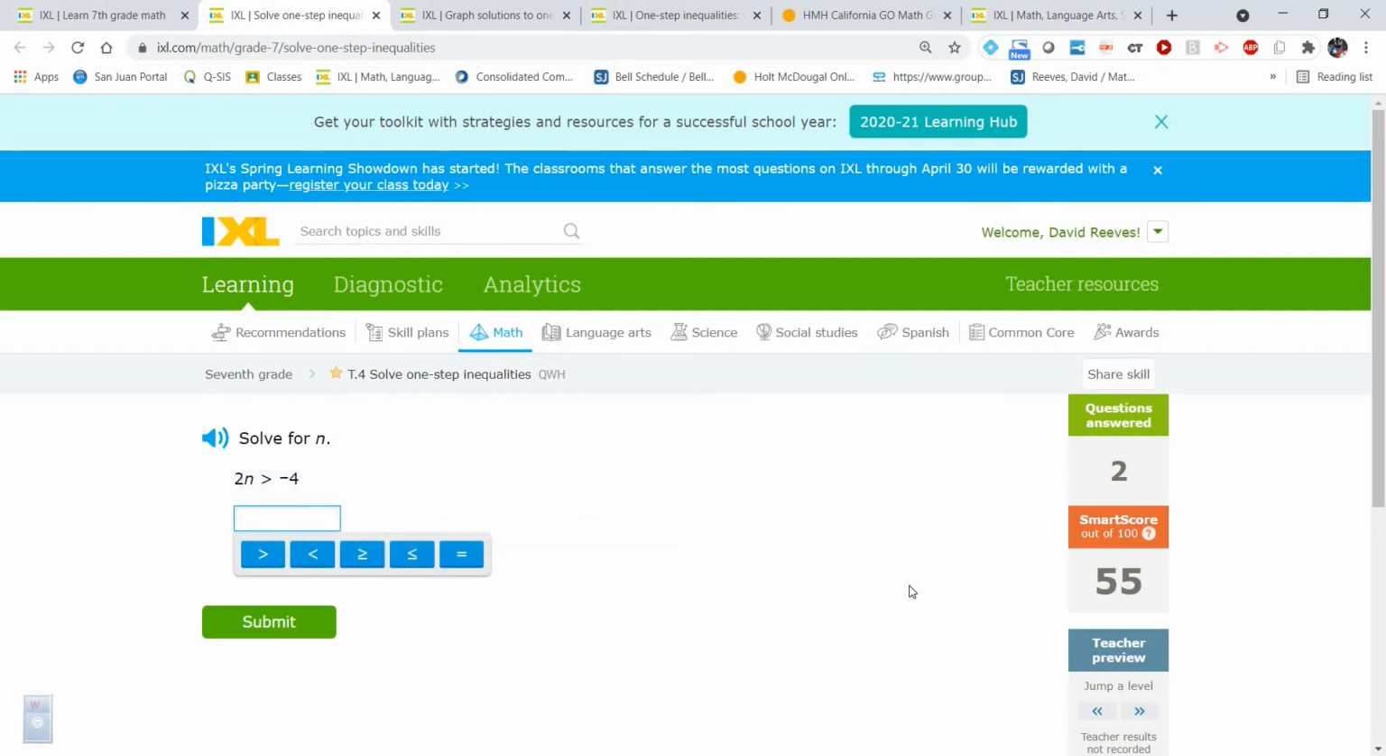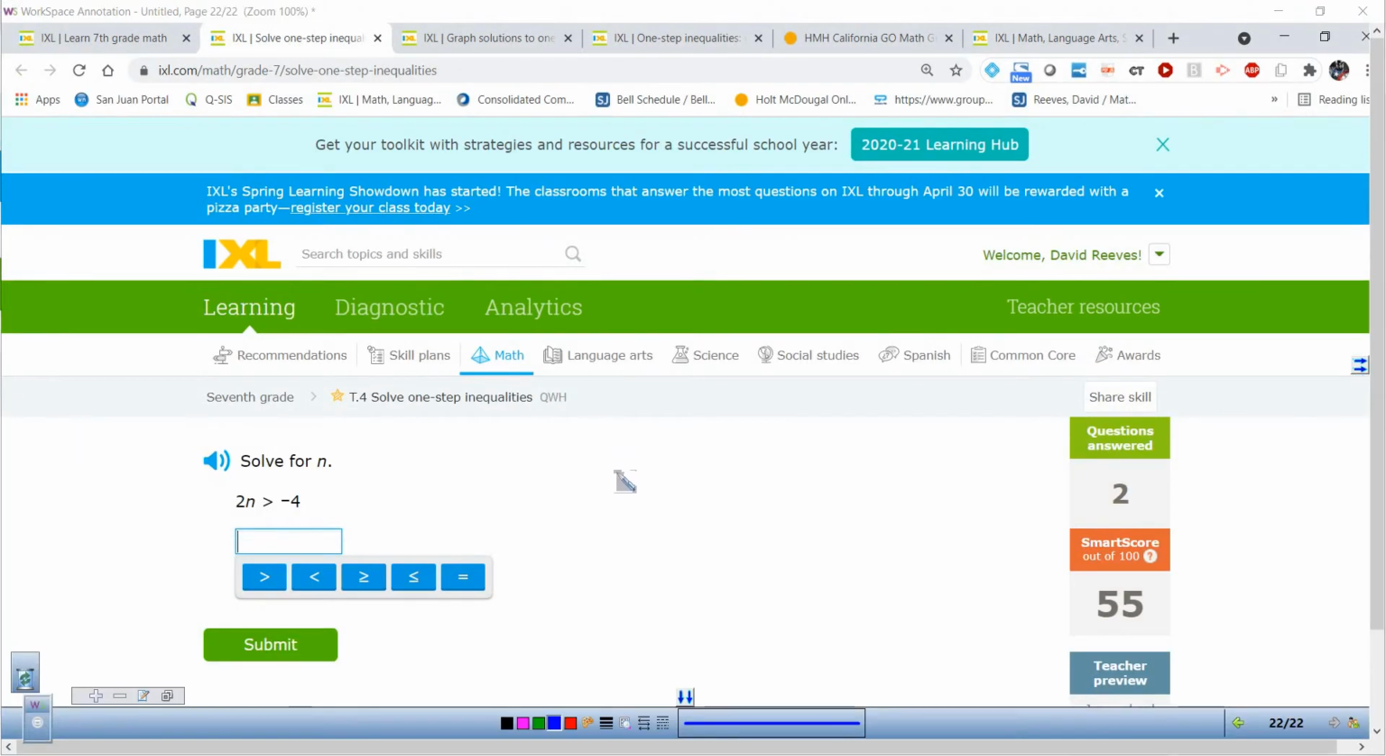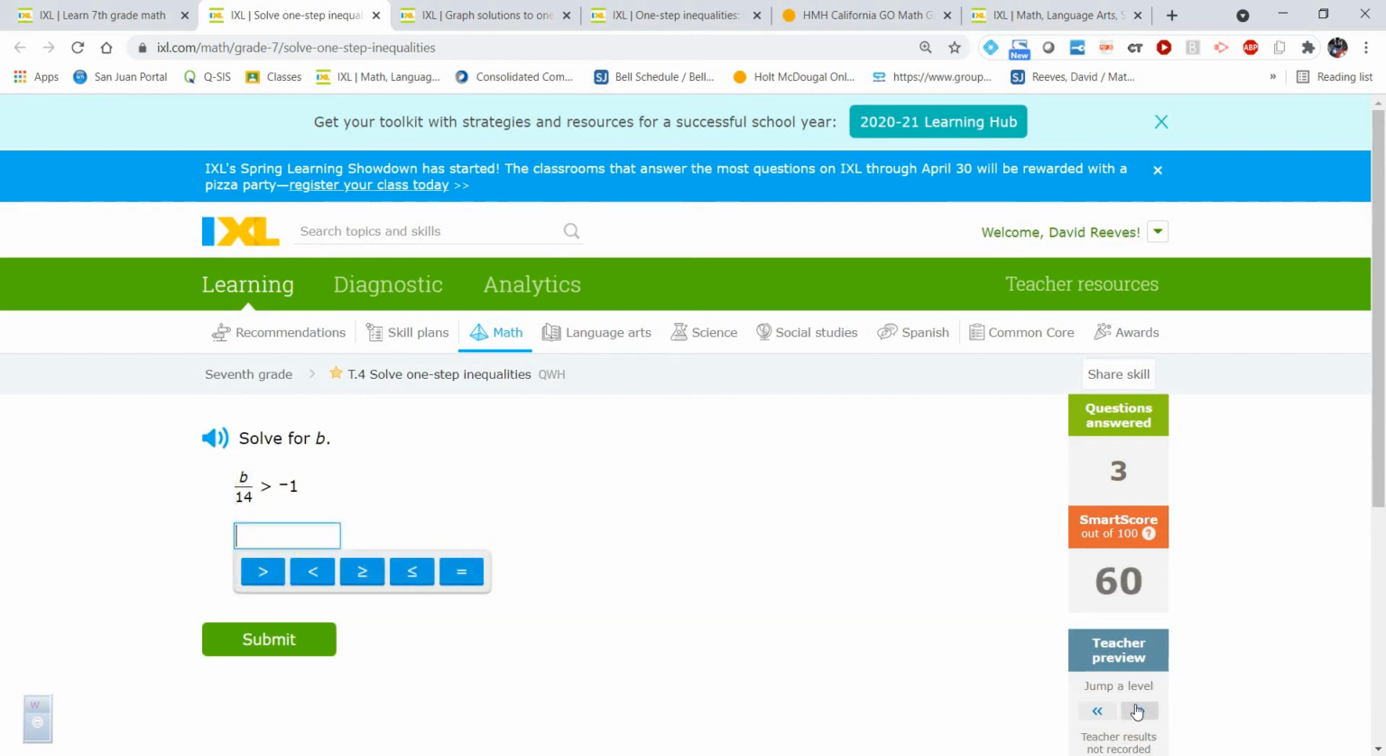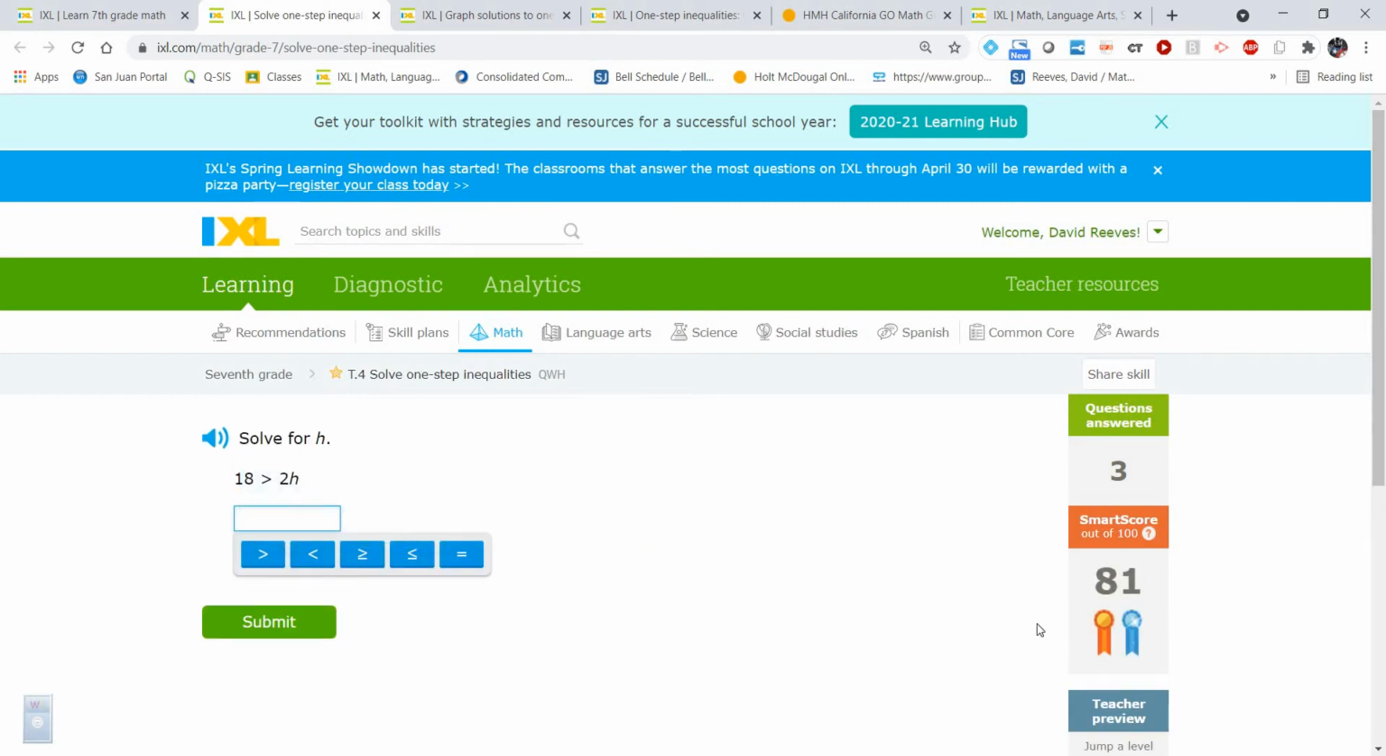2n is greater than negative 4. They multiplied by a positive 2, so we're going to divide by a positive 2. Now remember, when we multiply or divide by a negative, we have to reverse the inequality sign. But we are not dividing by a negative, we're dividing by a positive. So we get n is greater than negative 2. Look at that, would you? We are awesome. Let me skip up and see if they can throw some negatives at us here.